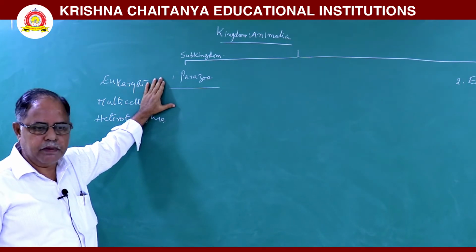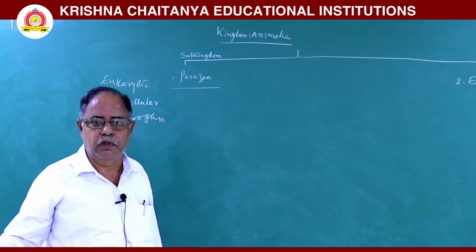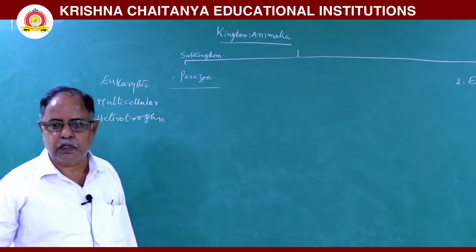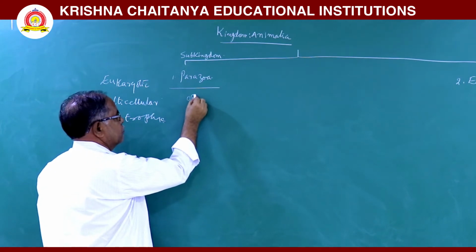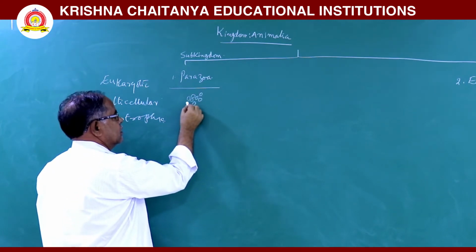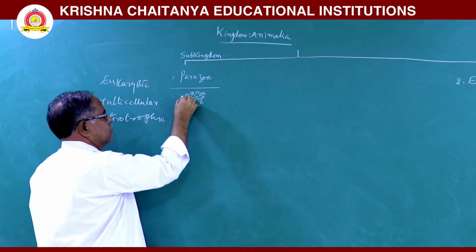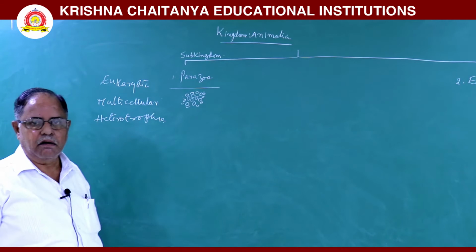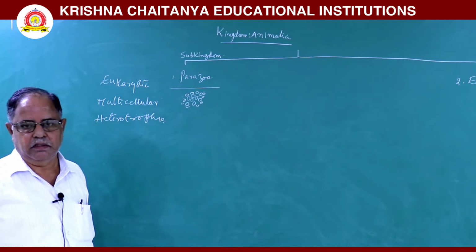The body is made up of so many cells, but well-defined tissues are not formed. So, this body is formed with so many cells. By the aggregation of the cells, the body is formed. But all the cells are not the same in structure, shape, and function.